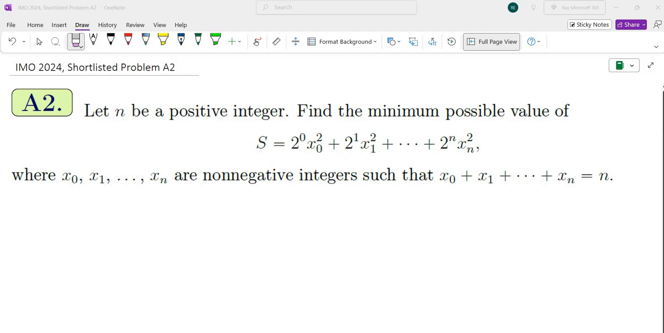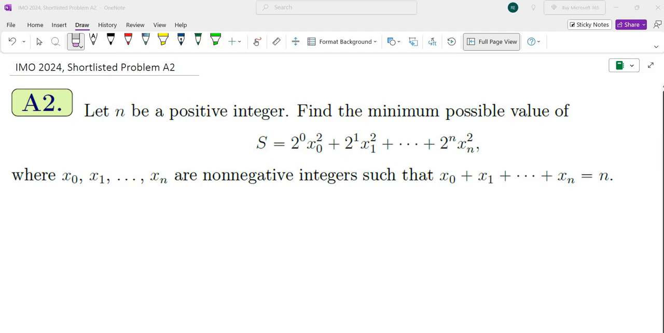add up to n. So first of all, because these are non-negative integers and the sum is n, there's only finitely many possibilities. So for any given n, you can basically just write down all the possibilities and evaluate that. So it makes sense to start evaluating this for small values of n and then see if there's a pattern.